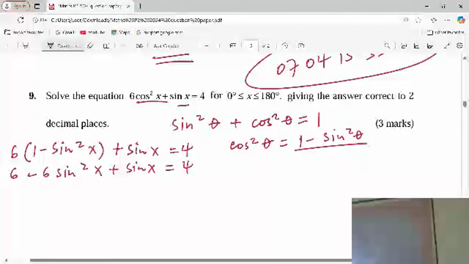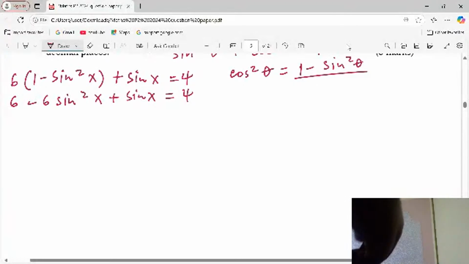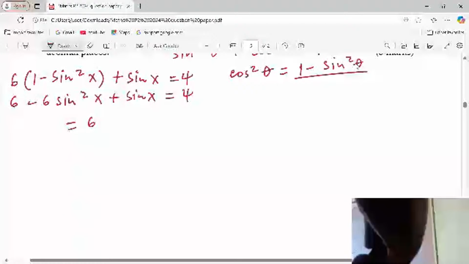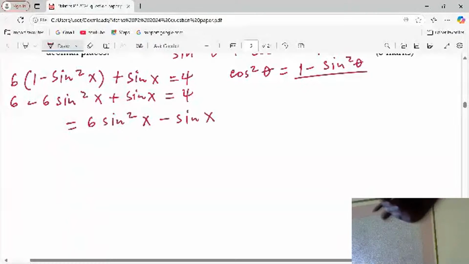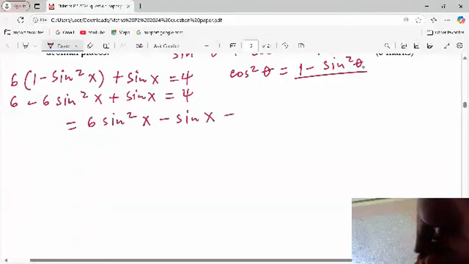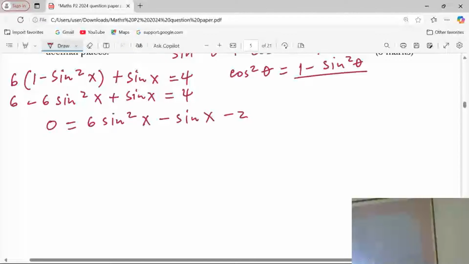If we start grouping like terms together, allow me to take all the terms to the right hand side, whereby I shall begin with 6 sine squared of x minus the sine of x. Then 4 minus 6 giving us -2. So that will remain as 0 at this side. The equation is now taking a quadratic shape, and we can solve it quadratically.